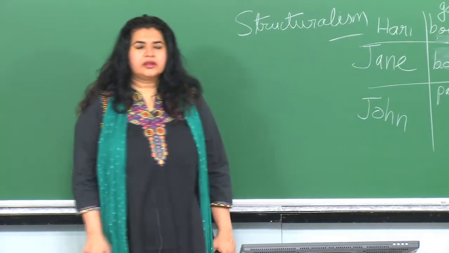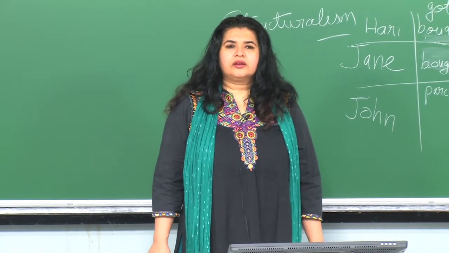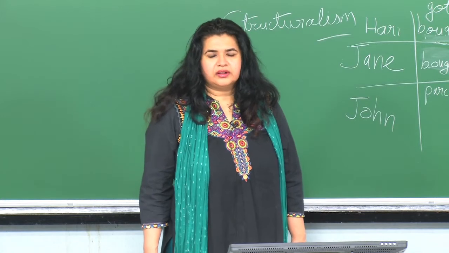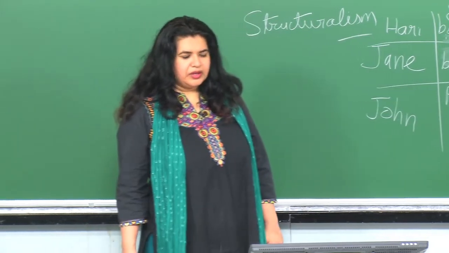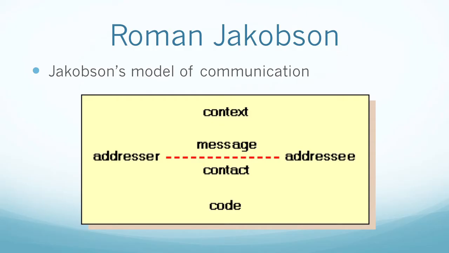Now, let us move on to another great semiotician, linguist, Roman Jakobson, and this is the way he gives us his table, his chart. Jakobson's model of communication: addresser and addressee, message or contact or code is transferred from addresser to addressee. There is a code, the message is coded and it always takes place in a context.